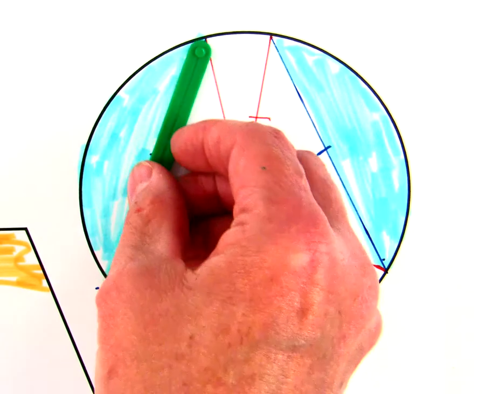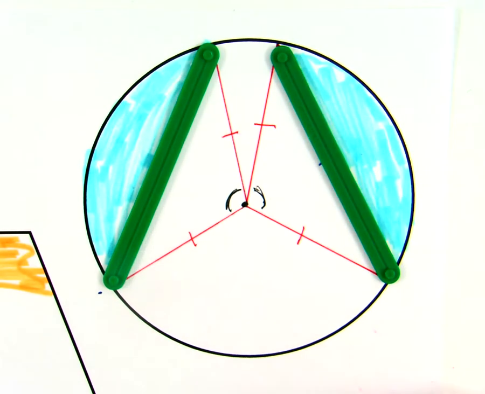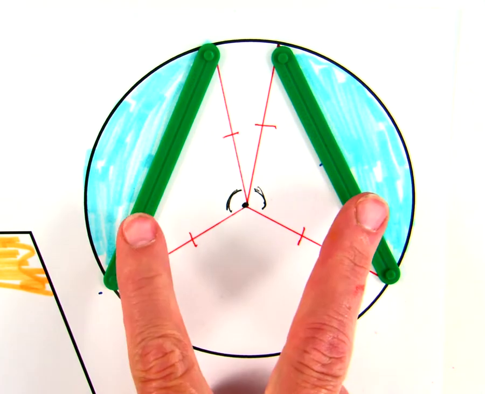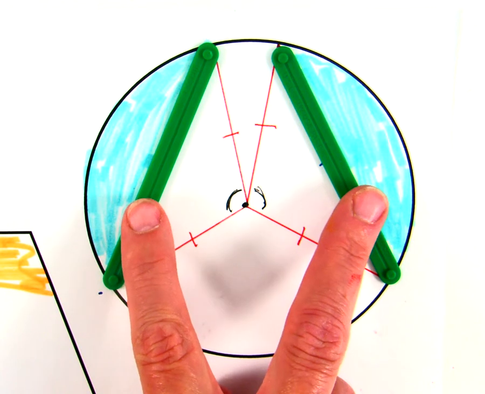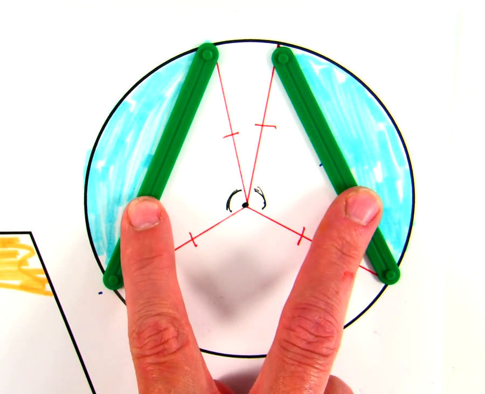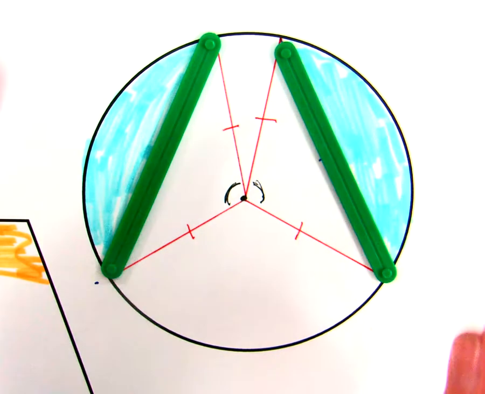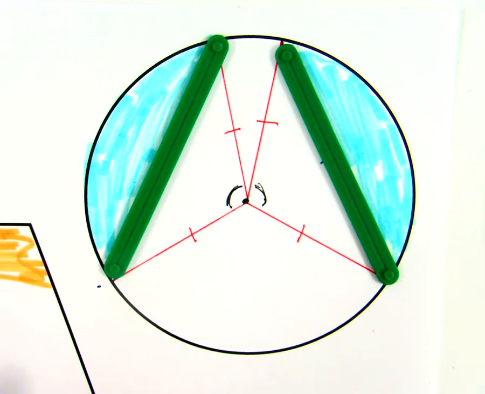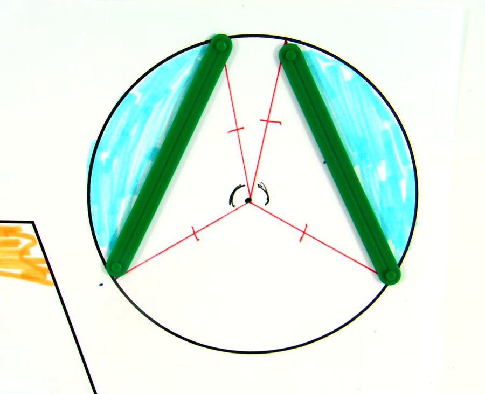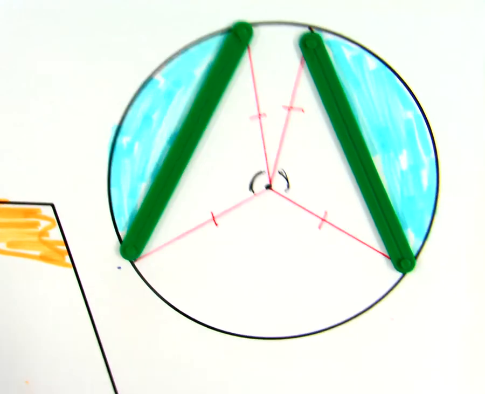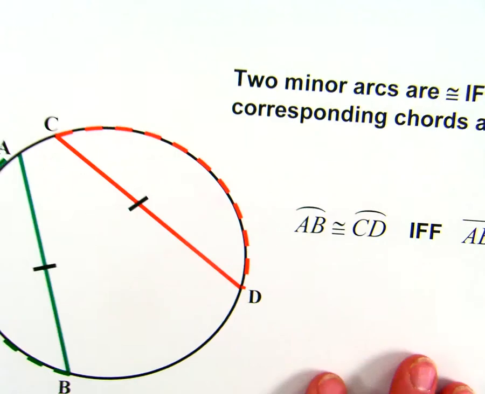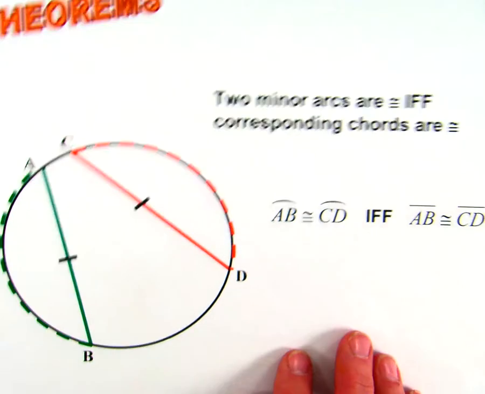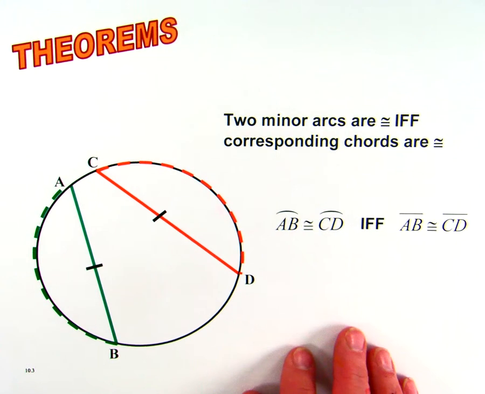So this arc, what did I start with? I started with green slices, green sticks, my paring knife, and my grapefruit. So I went from an equal cut, or an equal sized arc, that the arcs were congruent, and my result was an equal sized chord. This chord is congruent to this chord. And from that I got that the arc is congruent to the arc. So I went from the chords are congruent to the arcs are congruent. And that just happens to be a theorem for us. Two minor arcs are congruent if and only if the corresponding chords are congruent.